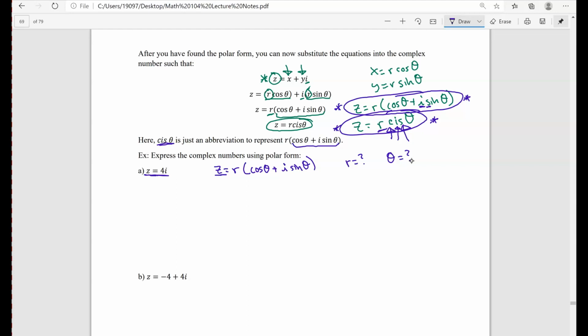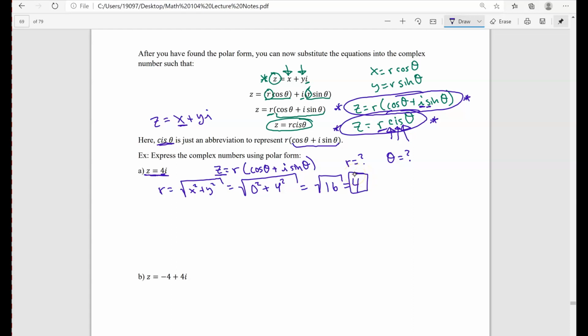First, let's figure out what r is, because r is going to be super easy. r is equal to the square root of x squared plus y squared. Remember, you have it in the form z is equal to x plus yi. Here there's no x value, you have 4i, so x is just equal to 0. So 0 squared, and then your y is this 4, so 4 squared. You get the square root of 16, which gives me 4. So your r value is equal to 4.